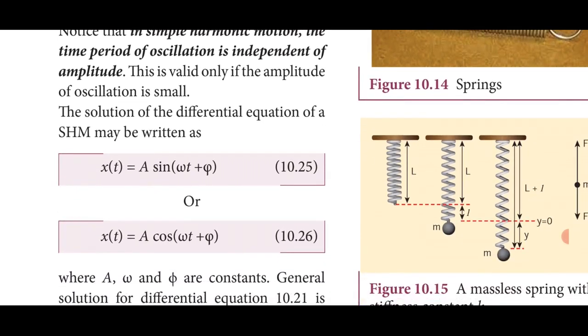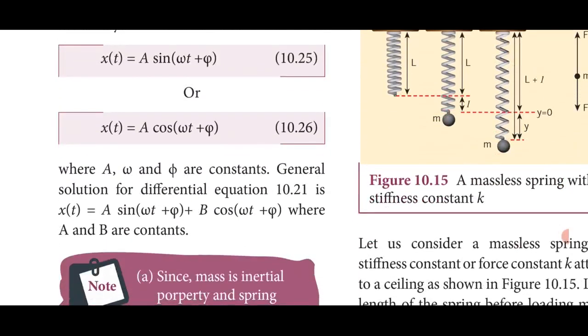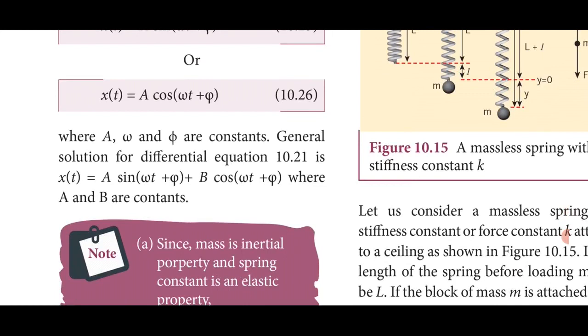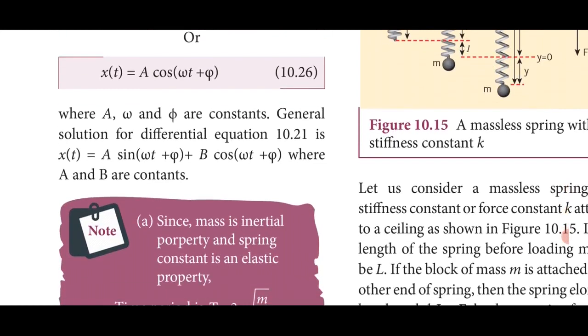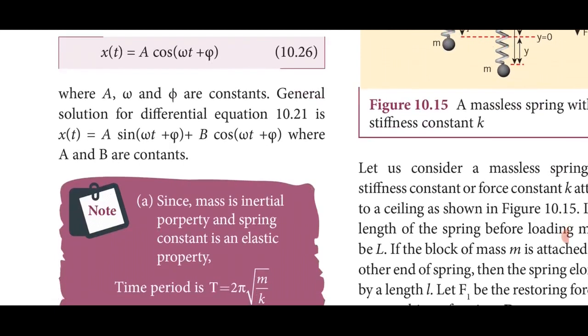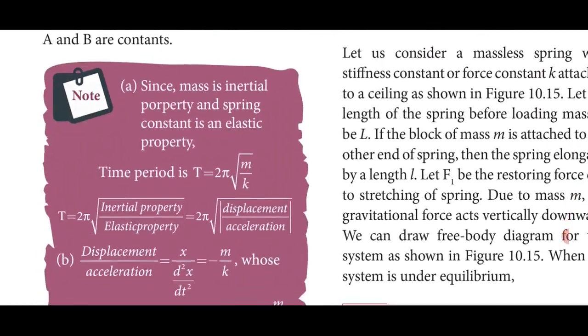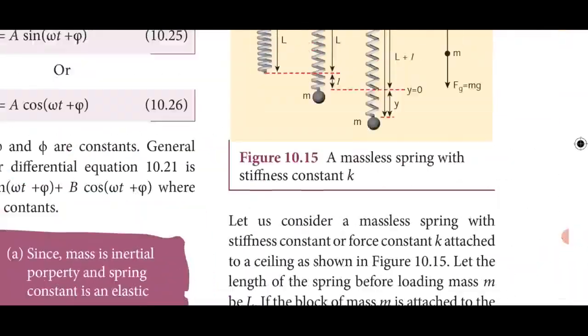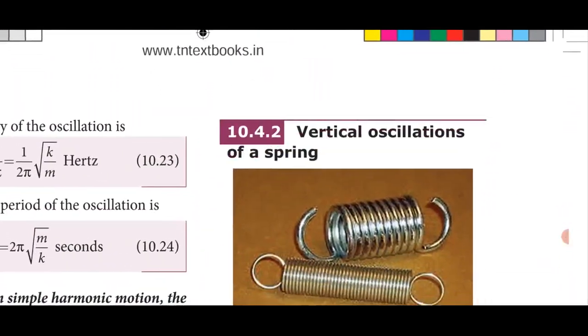The solution of the differential equation for simple harmonic motion is given as x of t is equal to a sin(omega t plus phi), or x of t is equal to a cos(omega t plus phi). So a, omega and phi are constants. The general solution of the differential equation is x of t is equal to a sin(omega t plus phi) plus b cos(omega t plus phi), where a, b are constants. Okay, understood these things. This is the horizontal way of oscillations.